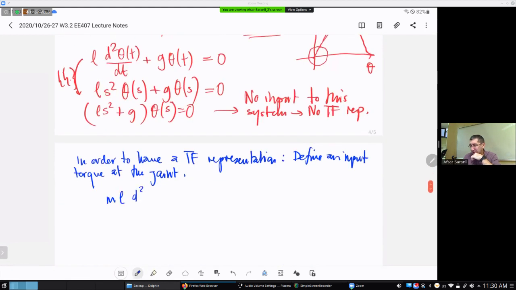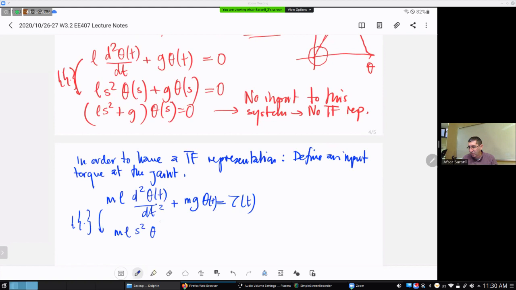ml d square theta of t over dt square plus m g sin theta. Simplified, m g theta is equal to torque of t. Okay, theta of t, torque of t. Now if we go to the Laplace domain, ml s square theta of s plus mg theta of s is equal to torque of s.